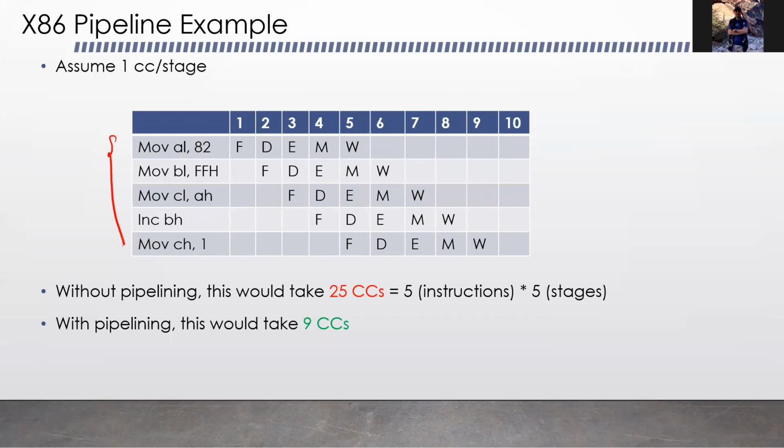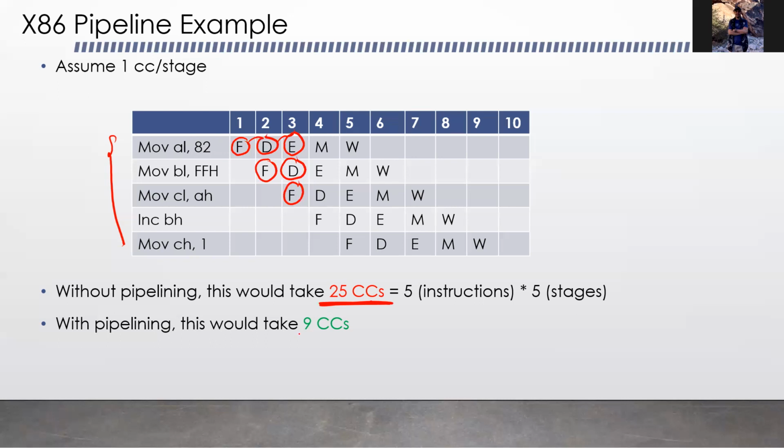So in the first cycle, we fetch the first instruction. In the second cycle, we're gonna decode the first instruction. So the fetch circuit is free now, so we can fetch the second instruction. In the third cycle, we execute the first instruction, so the decoding circuit becomes free, so we can decode the second instruction. At the same time, the fetch circuit becomes free, so we can fetch the third instruction, and so on. If you don't have pipelining, these 5 instructions will consume 25 cycles.